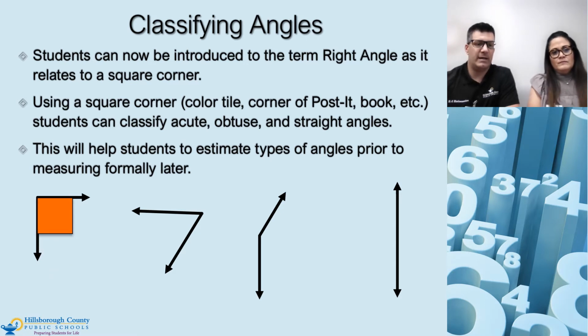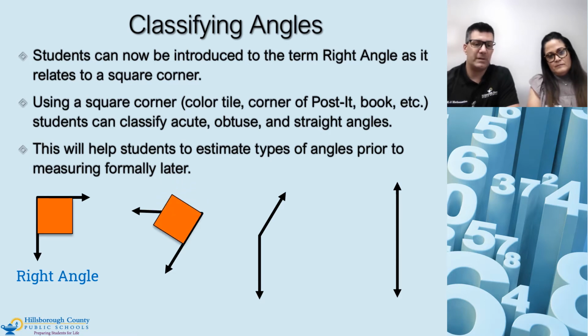So I can take my color tile, put it right over this angle, and realize like, oh yes, this is exactly that square corner, so that's a right angle. Putting my color tile in this angle, I see the angle is smaller than the right angle. It's kind of hidden behind the right angle, so I know that that is an acute angle.